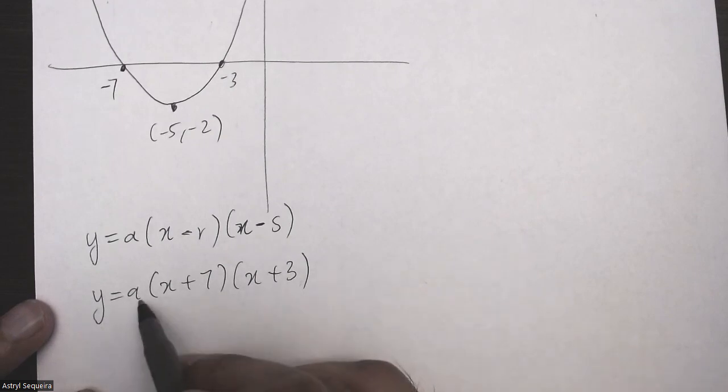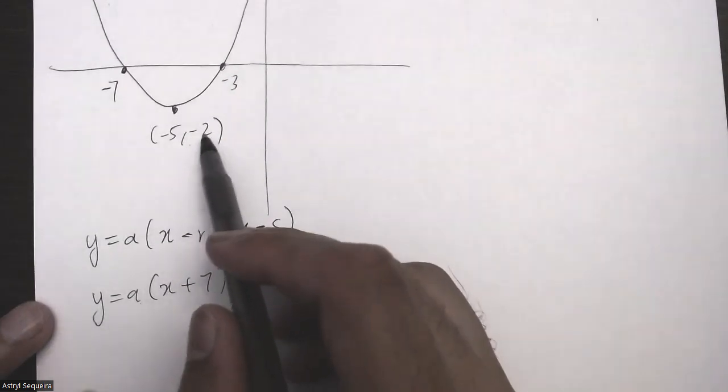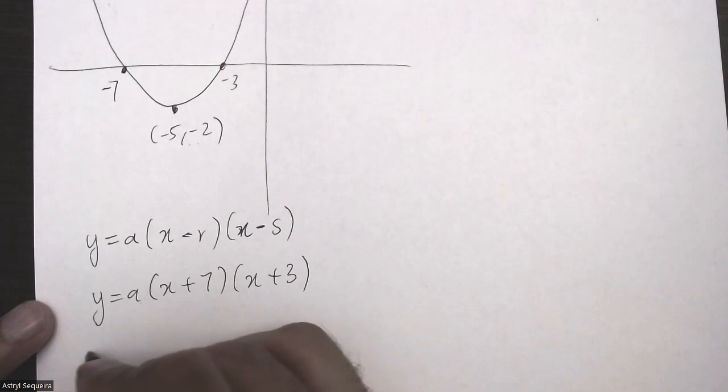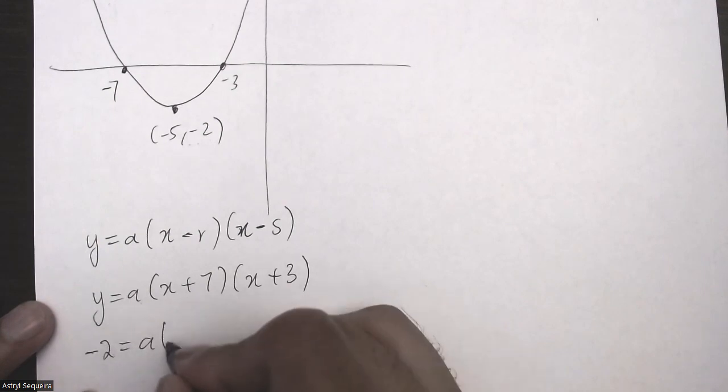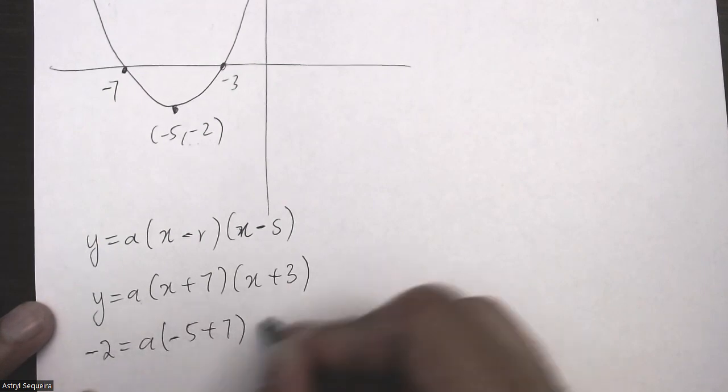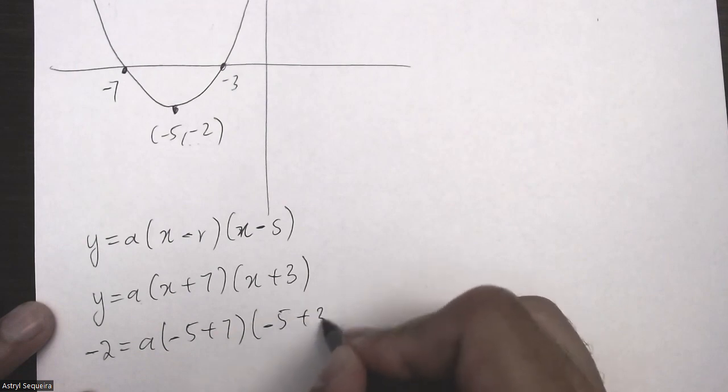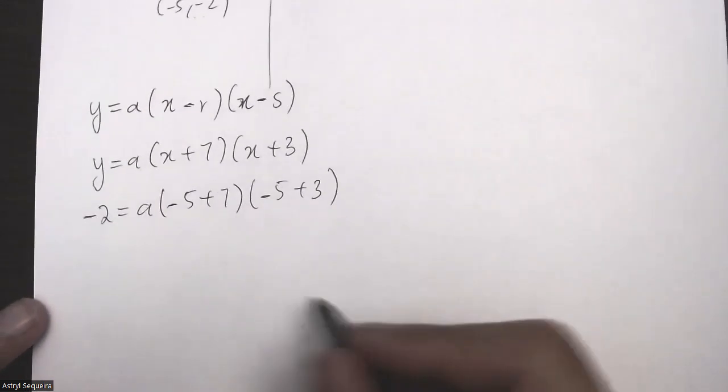And now I want to find my a value by subbing in another point. So I'll sub in the vertex here. The y value is negative 2, and the x value is negative 5. And now I'm just going to solve for my a value.